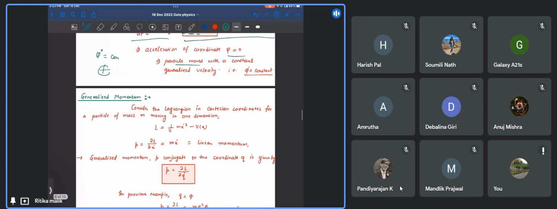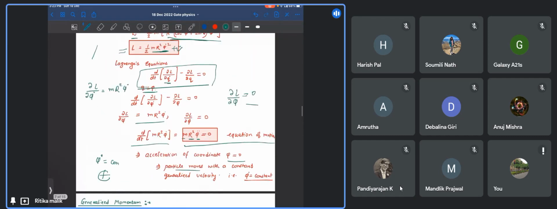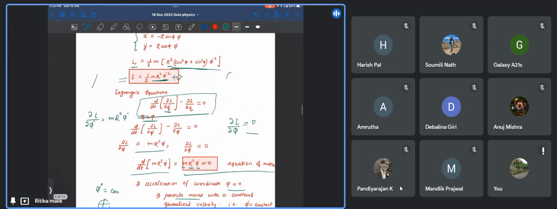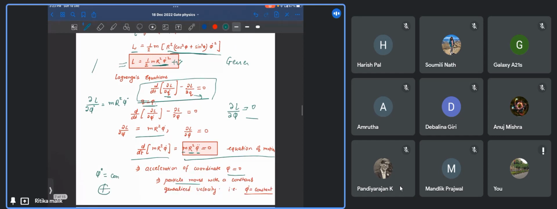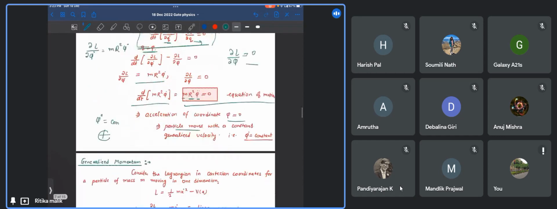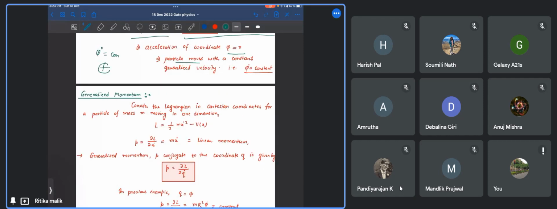Similarly to Lagrangian coordinate, I think you will understand the concept of generalized coordinate. Generalized means it could not be an XYZ, it could be anything: r, theta, phi, anything. And then this is replaced by q here. So this q is your generalized coordinate. Similarly, you have generalized momentum.